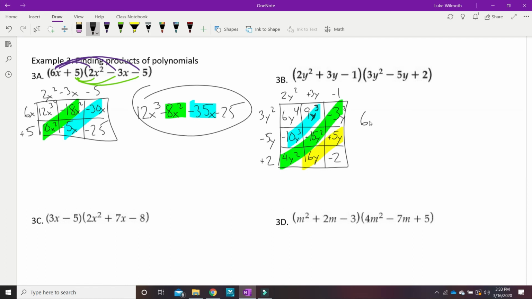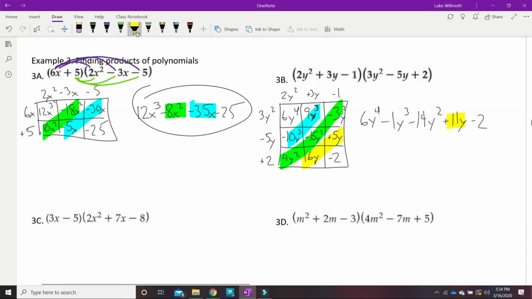First is 6y to the 4th. On my blue diagonal, I have -10y cubed plus 9y cubed. It's going to be a total of -1y cubed, because -10 plus 9 is -1. On my green diagonal, I have 4 minus 15, which is -11, and then -3, which is -14, so -14y squared. And then on my yellow diagonal, I have 6 plus 5, 11y, and then my last one over here, -2.